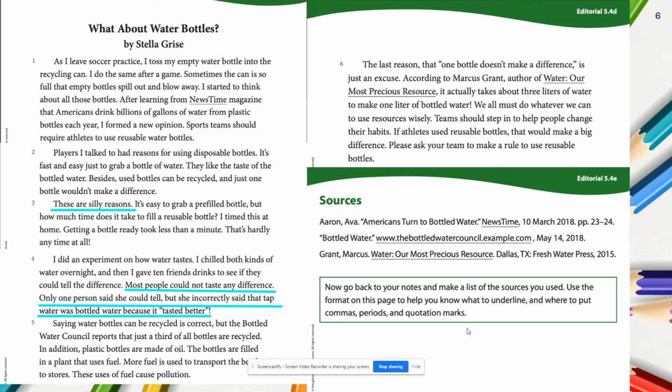Another example would be whenever the author wrote, most people cannot taste any difference. Only one person said she could tell, but she incorrectly said that tap water is bottled water because it tasted better. This is a longer sentence, but the author is using this sentence to allow for the flow and the mood of the writing and also the rhythm.